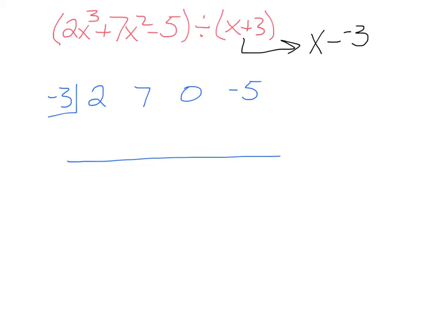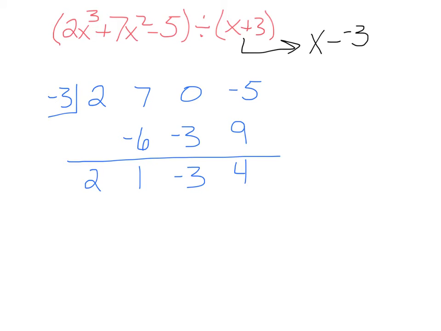Okay, now the process is extremely simple. Bring down the first term. We got a 2. Now we multiply these two for negative 6. Now we add for 1. Now we multiply for negative 3. Now we add for negative 3. Now we multiply for 9. And finally we add for 4.